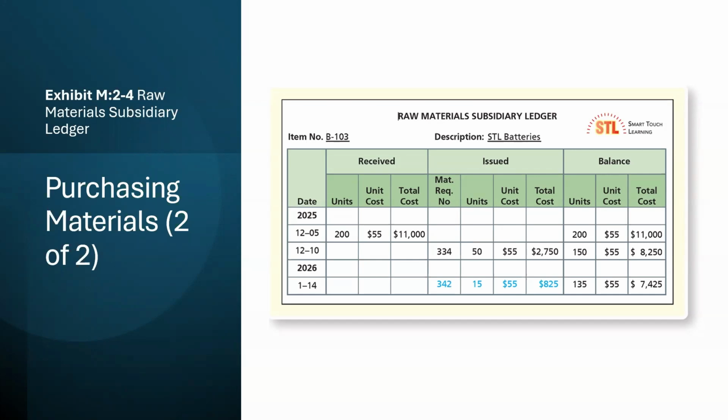A subsidiary ledger allows for better control of inventory because it helps keep track of each type of material used in production. Remember that the balance of the raw materials inventory account in the general ledger should always equal the sum of the balances in the raw materials subsidiary ledger.